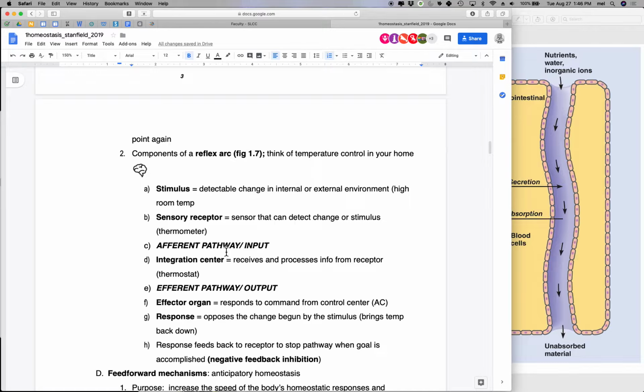Okay, so it goes to the integration center, right? And the integration center is actually which portion? It's the thermostat portion. It's the brain of the thermostat. What, is that the hypothalamus? Yeah, it's the hypothalamus for temperature, exactly. It's going to be the hypothalamus for temperature.